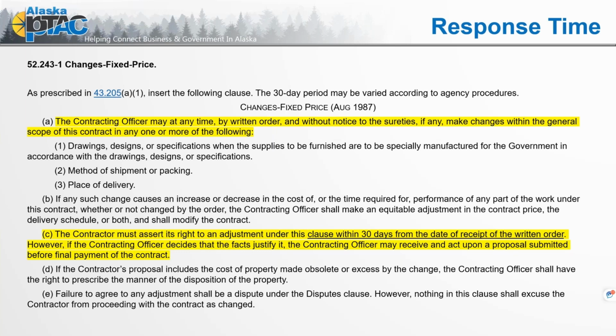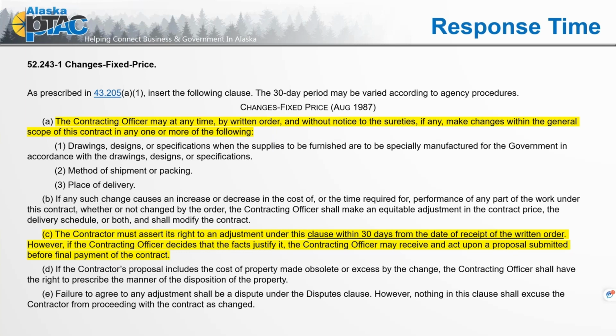So in the changes clause for fixed price, keep in mind the language changes a bit depending upon the contract type, whether it was a fixed cost, cost reimbursable, or time and material contract. Those were the three main types that we saw earlier in this webinar. It says the contracting officer may at any time, by written order and without notice to the sureties, if any, make changes within the general scope of the contract in any one or more of the following: drawings, designs, method of shipment, packing, place of delivery.